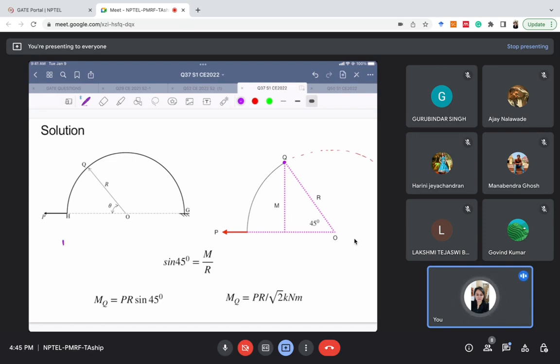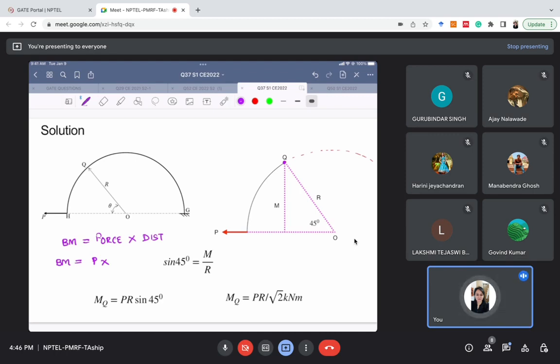The value of bending moment will be force multiplied by distance. This is how we calculate the bending moment at any point. Here we have to find the bending moment at Q, so we'll start with this end. What is the value of force? The value of force is P. Other than P, there is no other force acting in this whole structure.